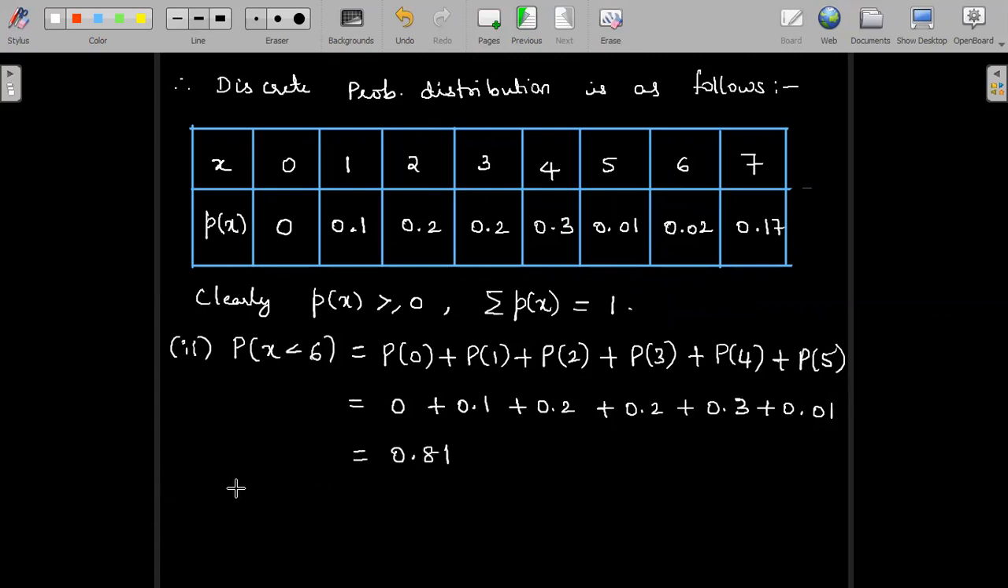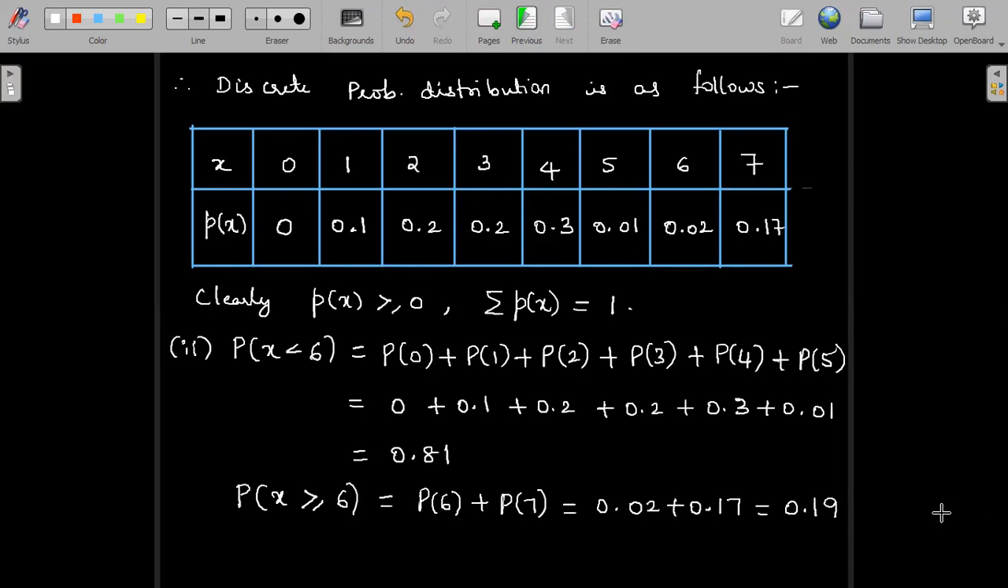In the same case, we have to find the probability of x greater than or equal to 6. So greater than or equal to 6 means P of 6 plus P of 7. This is 0.02 and then 0.17, which leads to the answer 0.19.